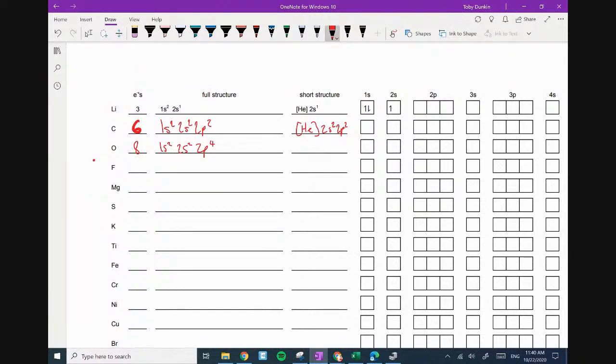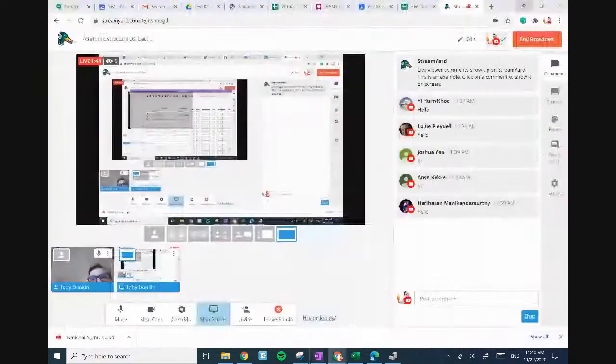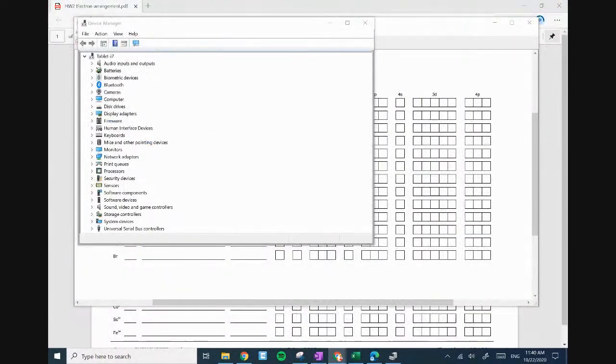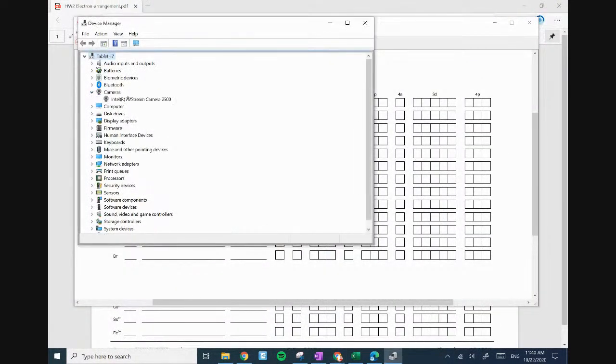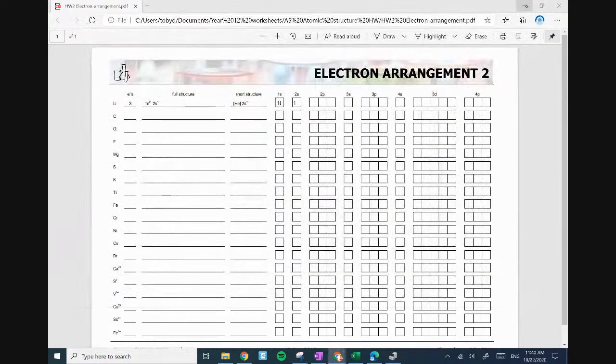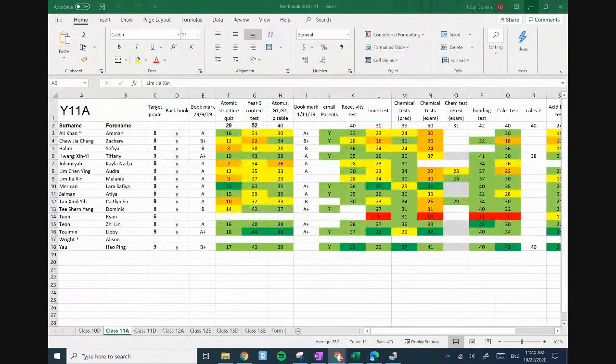2p4. If anybody's wondering how I'm doing this, by the way, one of the things I'm going to do is quickly turn off my camera because it means that my laptop runs a little bit more smoothly. So just quickly to show you this, guys, I'm actually just reading the table in my head.